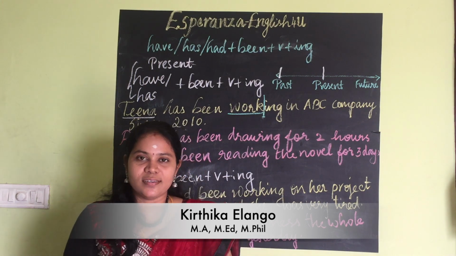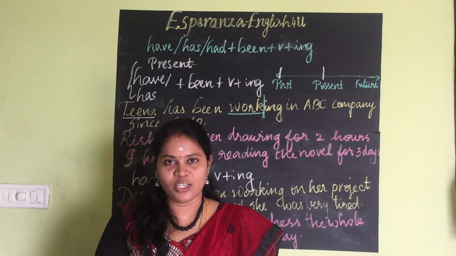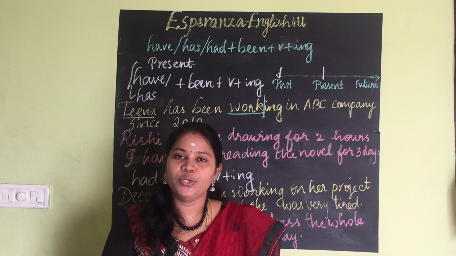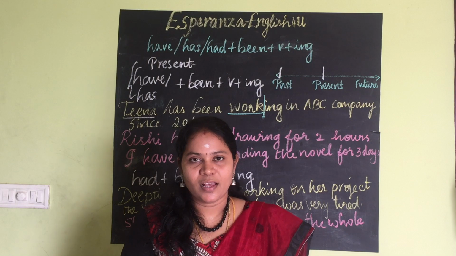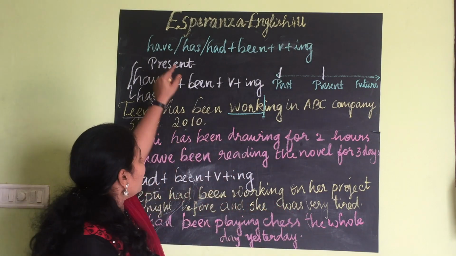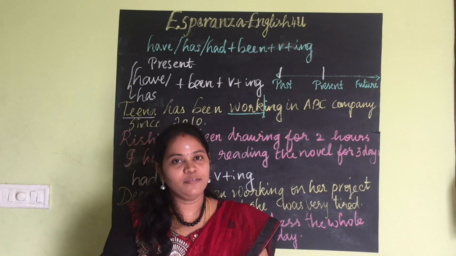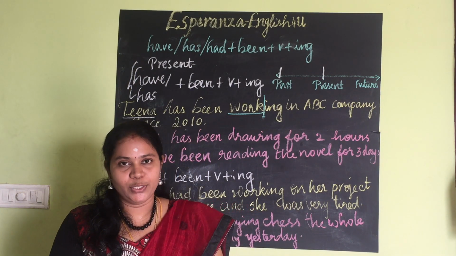Today we are going to discuss have, has, had plus been plus verb plus ing and their difference. Clear? We struggle to use the correct form when we are speaking or writing in English. You can apply have, has, had plus been plus verb plus ing in everyday life situations while speaking or writing in English. Let us see the difference, where to use.